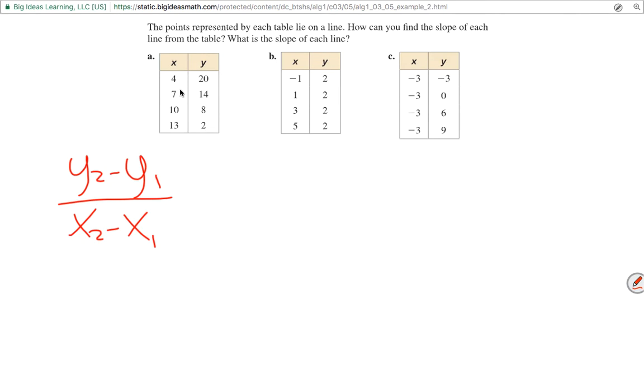Now, personally, I always like to do the smallest number. So personally, that's what I would end up doing. Okay? Does it matter which one I call point 1 and which one's point 2? Does it matter? No. You can try it both ways. I promise it works each way.